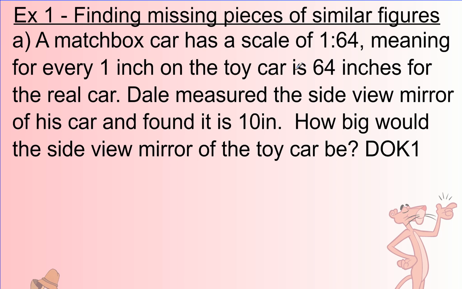So, since these are scale models of each other, they are similar. This scale is like the scale factor of our dilations. That's telling you how to get from one to the other, from the fake thing to the real thing. So I'm going to use that as part of my proportion. 1 over 64. This is the fake number, the fake length like the drawing or the picture or the model, and the bottom number is the real thing, like the real car.